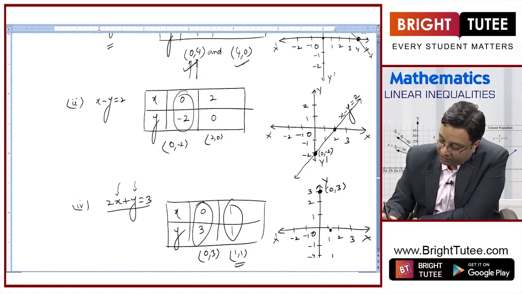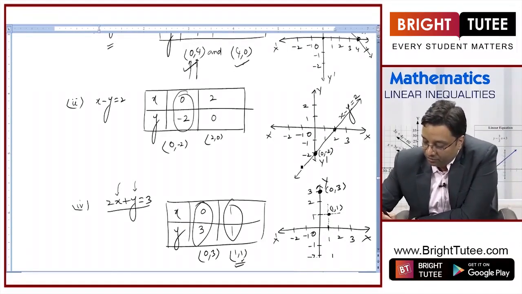(1, 1). So 1 is abscissa. It means I need to draw a line parallel to y passing from this point. And 1 is ordinate. So I will draw another line passing through this. So this is (1, 1). Now I've got 2 points with me, so I can draw a line passing through these 2 points.